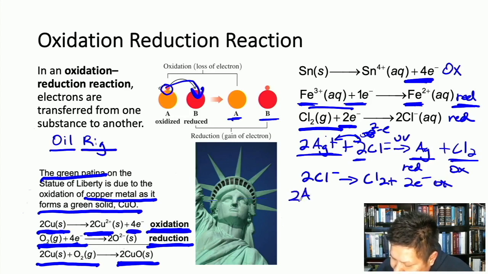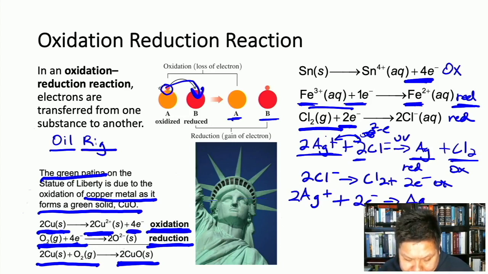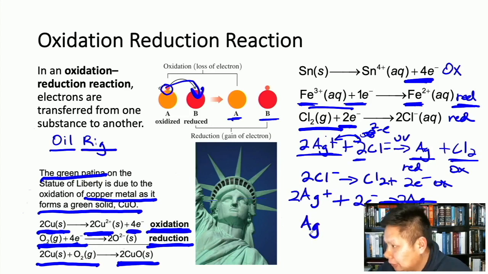Then we had 2 silver ions with a plus charge, gaining 2 electrons from those chlorines, making solid silver. There's still 2 of them. Oh, I'm sorry, I didn't even realize that you couldn't see it. We'll just cross it out and go down here. 2 solid silvers.